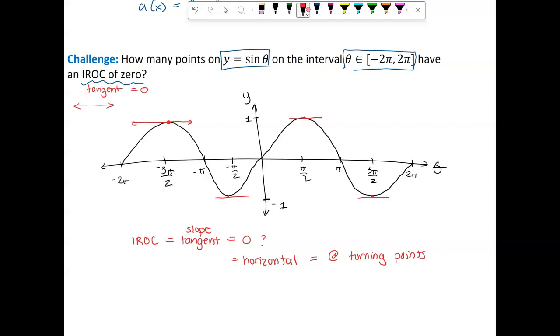So the question is just how many. If we count, we've got 1, we've got 2, we've got 3, and we've got 4. So there are 4 turning points. Therefore, IROC is 0 at 4 points when theta is between negative 2 pi and 2 pi. And that's the answer.